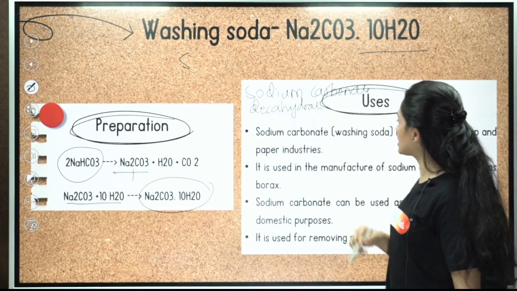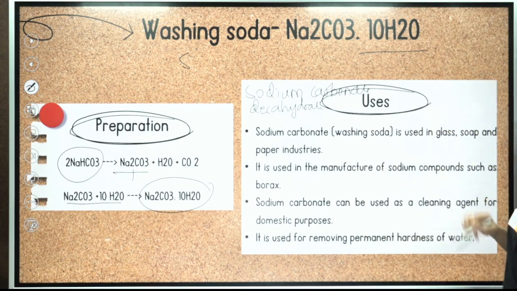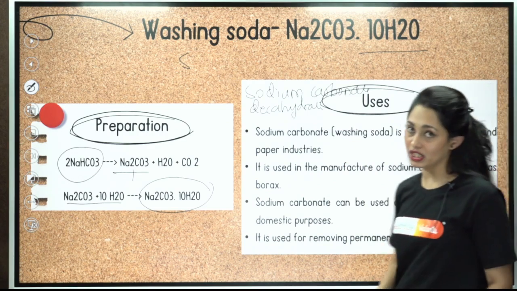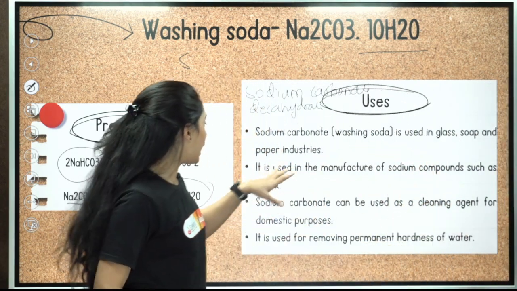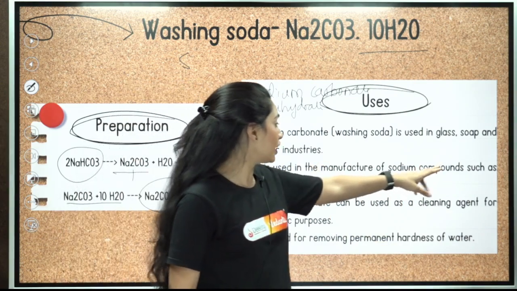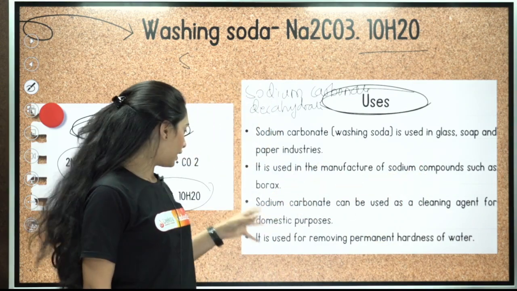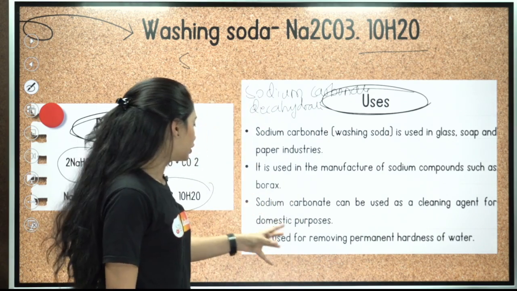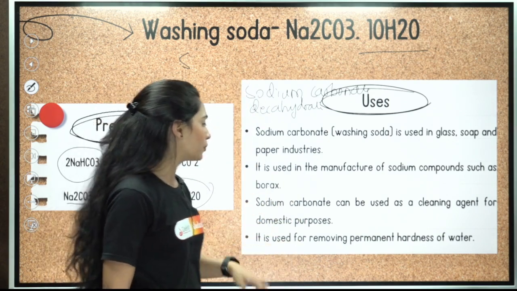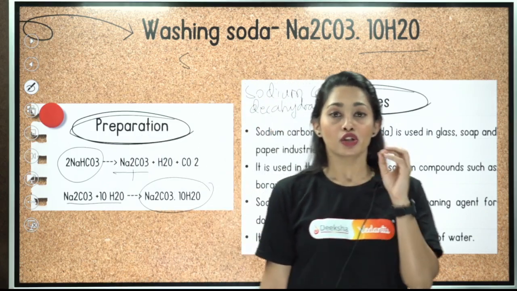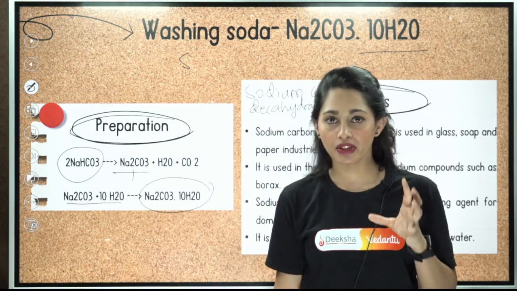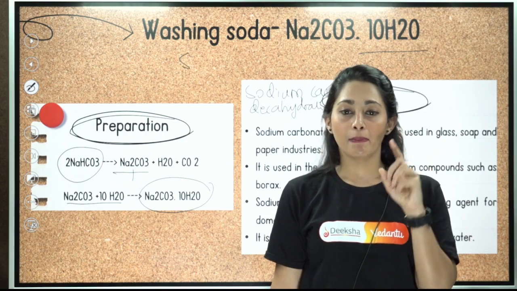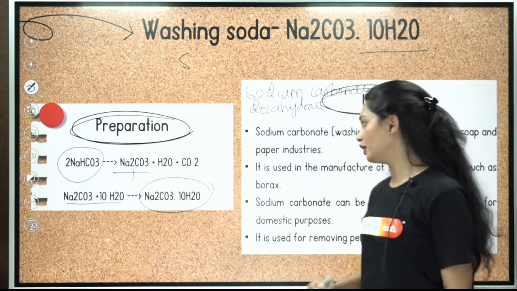So where do we use this? Sodium carbonate is used in the glass, soap and paper industries in the manufacturing of these things, and it is used in the manufacture of sodium compounds such as borax. Sodium carbonate can also be used as a cleaning agent for domestic purposes. It is used for removing permanent hardness of water. Soaps are not useful in hard water, but these are useful in hard water.